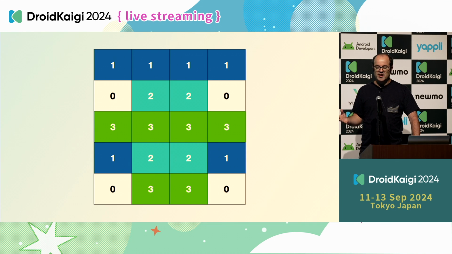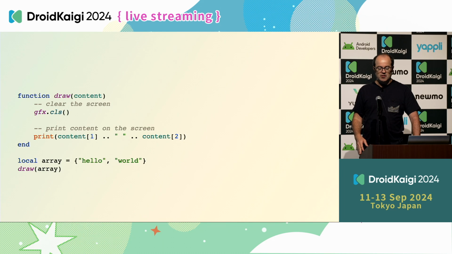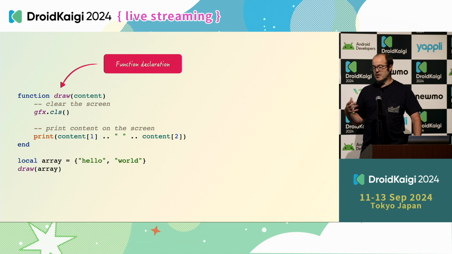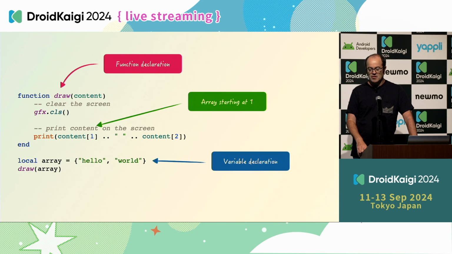And to manipulate this kind of array, I didn't use Kotlin actually. I use Lua. Lua is quite famous in the game development community, and it's very easy to learn. So here is just an example of what you can do in Lua. You can declare functions. The fun thing is that arrays don't start at 0 here, but at 1. And you can declare a variable very easily. There is no type. You don't have to set the type in the code. You can declare literals, arrays, dictionaries, and things like that.